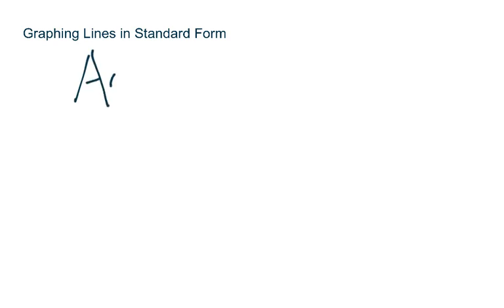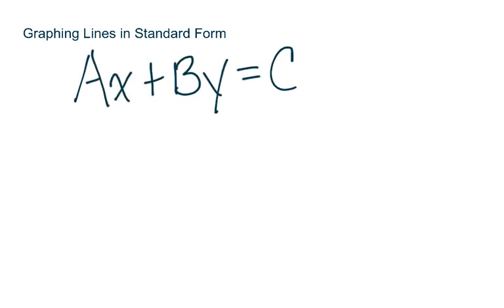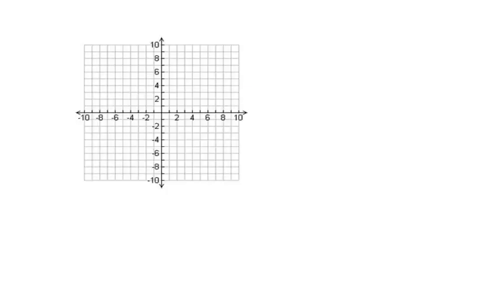You have ax plus by equals c, where a, b, and c are all numbers, and x and y are still the same. So you'll notice that x and y are on the same side. We can't graph immediately from this form using slope because our y is not by itself. So the first step would be to get y by itself if we want to graph it that way. So I'm going to show you an example here.